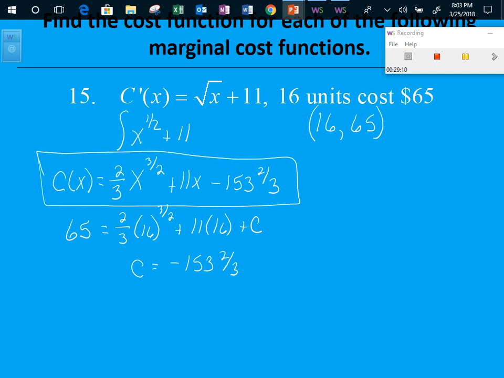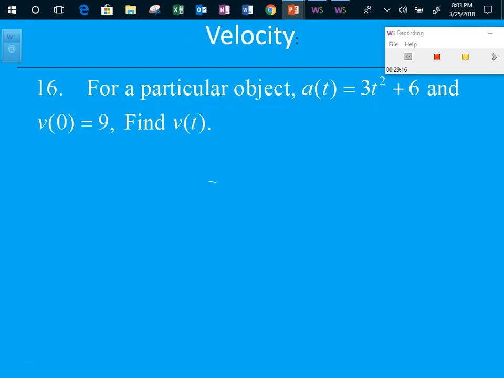Now, my last one, nothing special, but remember when we were doing our derivatives, you're given the position function. After we found the derivative of the position function, we got the velocity. If we did another step, remember we got the acceleration function. Well, that's how we're going to hit this today. For a particular object, a of t is 3t squared plus 6, and v sub 0, so the velocity at time 0 was 9. So I know the ordered pair I'm using is 0, 9. Find the velocity function. Well, here goes.